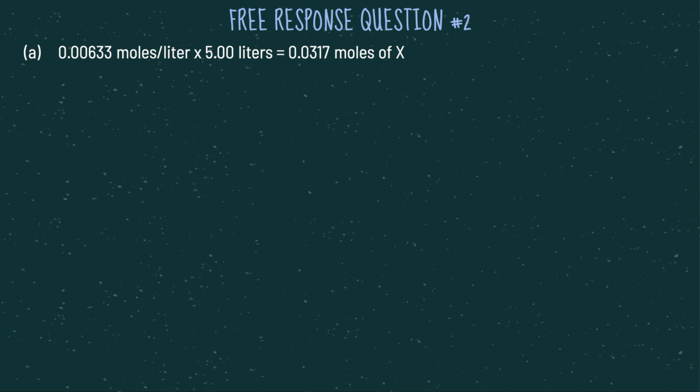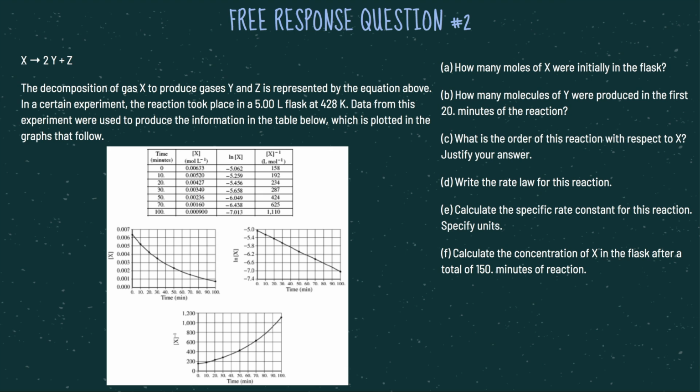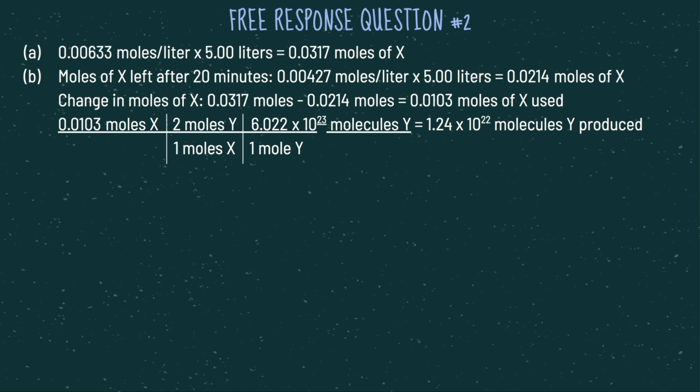If we multiply 0.00633 moles per liter by 5.00 liters, we get 0.0317 moles of X initially in the flask. In Part B, we have to find how many molecules of Y were produced in the first 20 minutes of the reaction. The first step is to find out how many moles of X are left in the flask after 20 minutes, and then compare that to the initial number of moles of X in the flask.